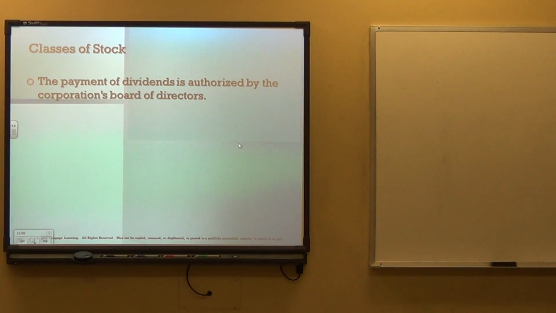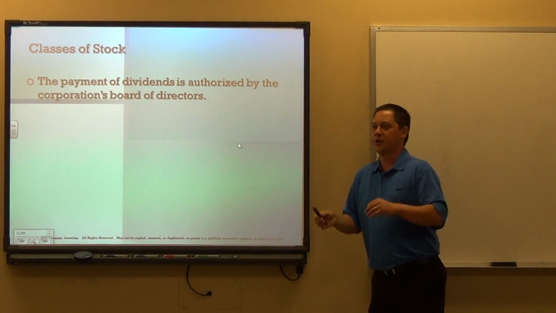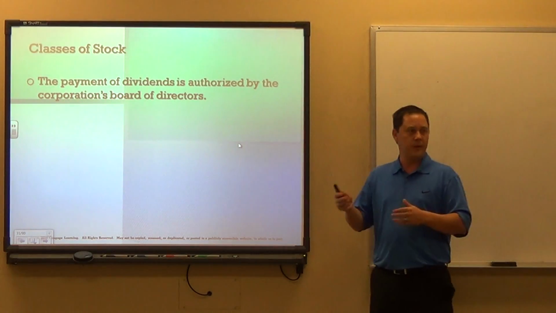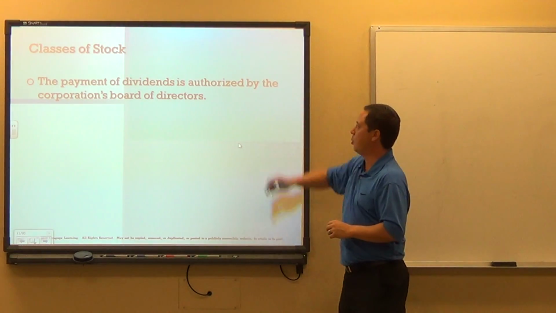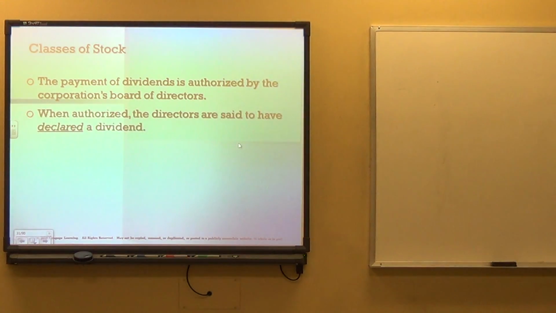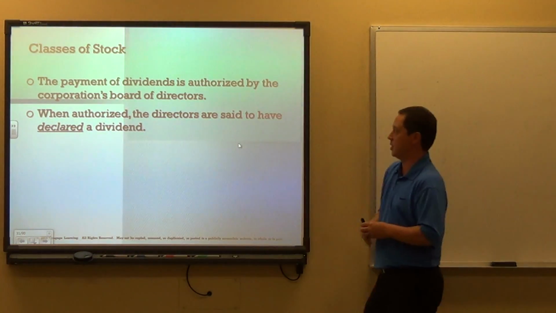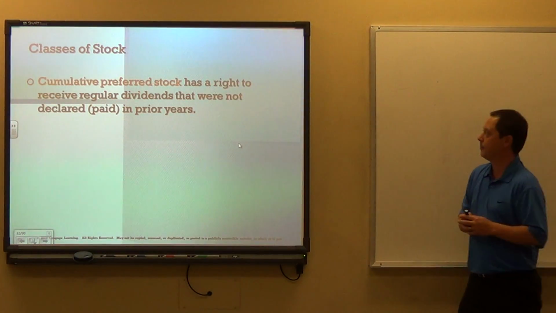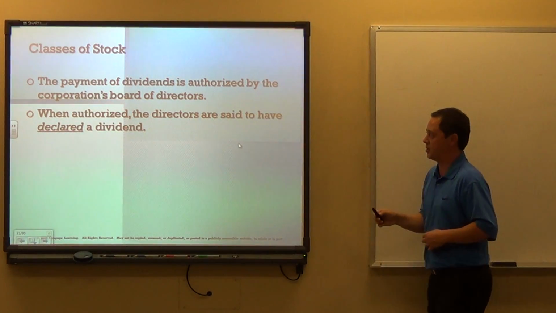All right. So the payment of dividends is authorized by the corporation's board of directors. There are three dates you're going to have to look at as part of this. The board of directors says we are going to authorize payment of this, and then the directors declare a dividend. I'll show you the three dates in just a few moments, and how that breaks down.